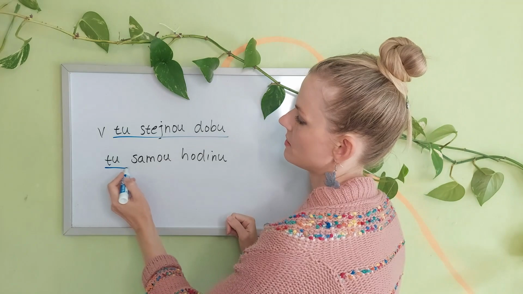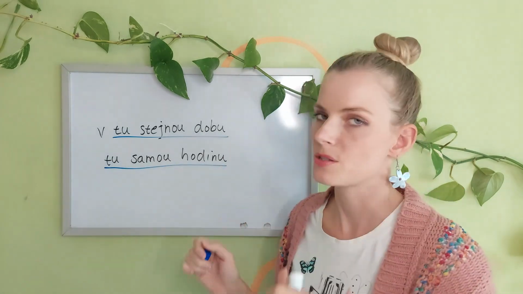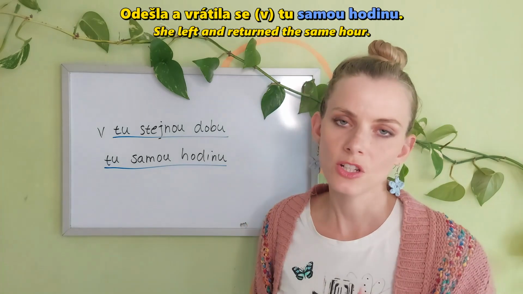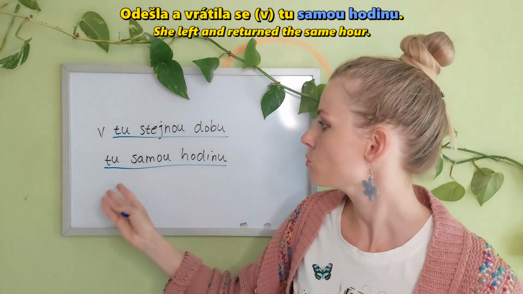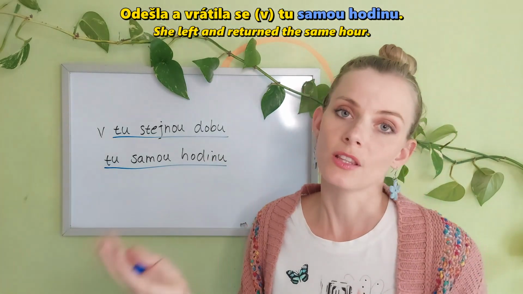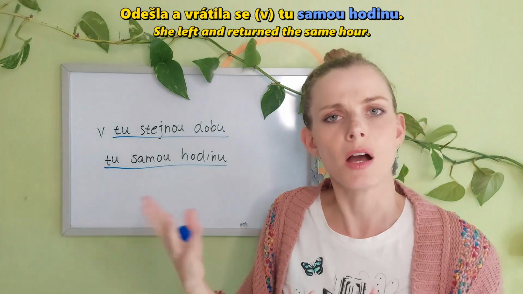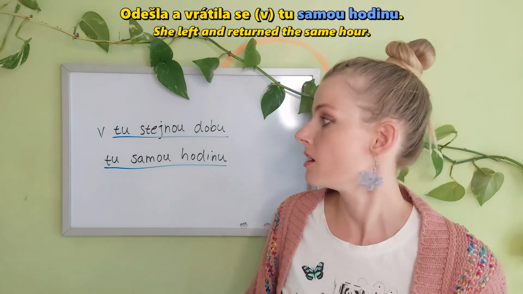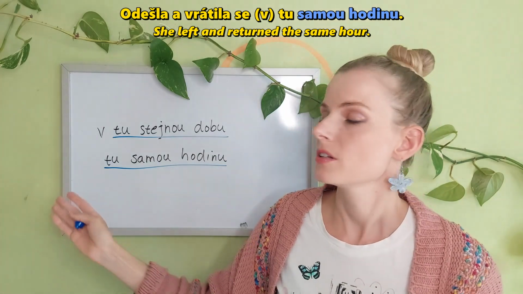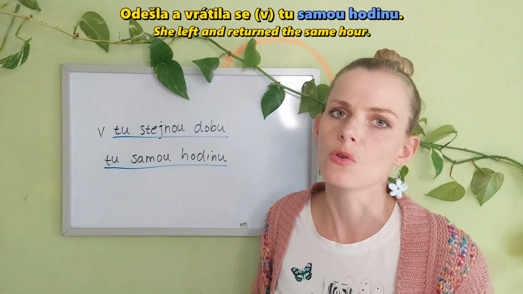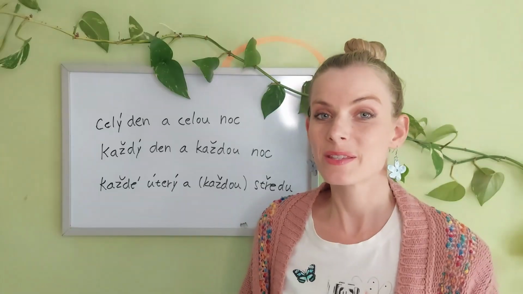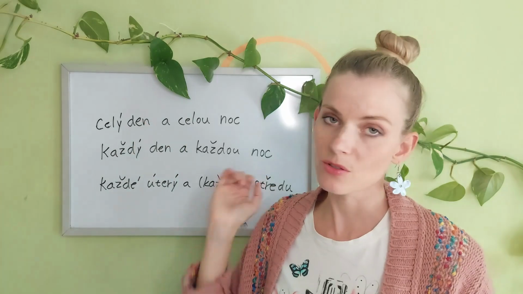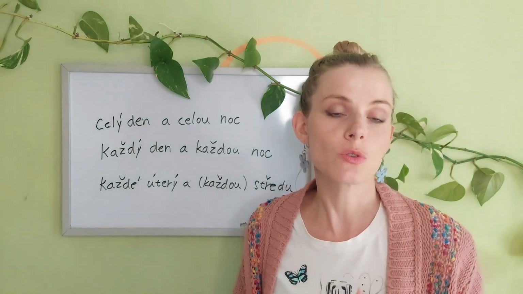This leaves us in the same place as the previous expressions I showed you. Odešla a vrátila se tu samou hodinu. She left and she returned that same hour. Odešla a vrátila se tu samou hodinu nebo v tu samou hodinu. Let's read these expressions together so that you remember how to use them.